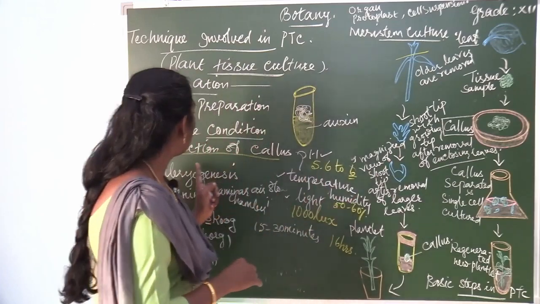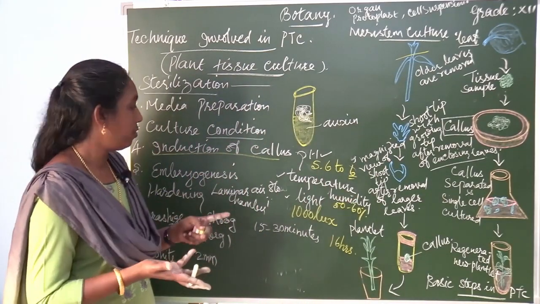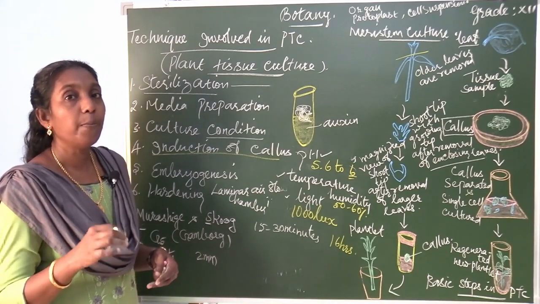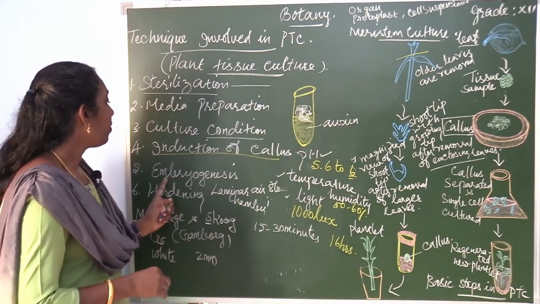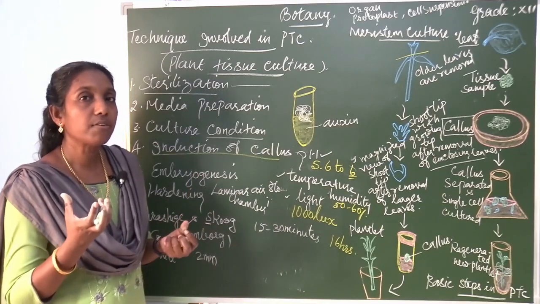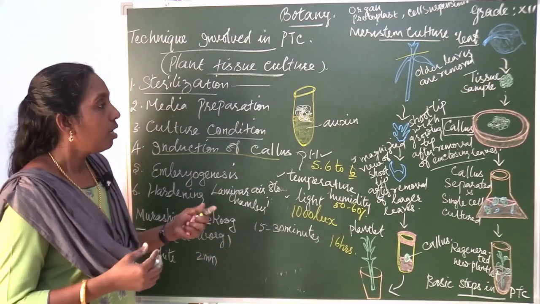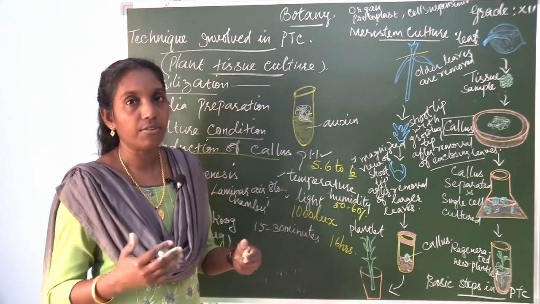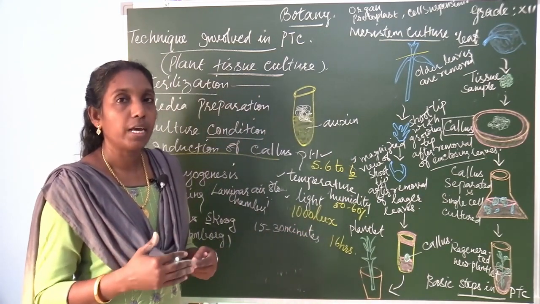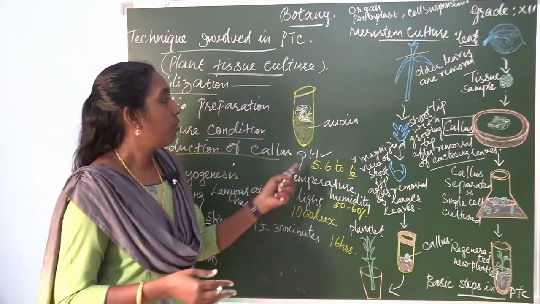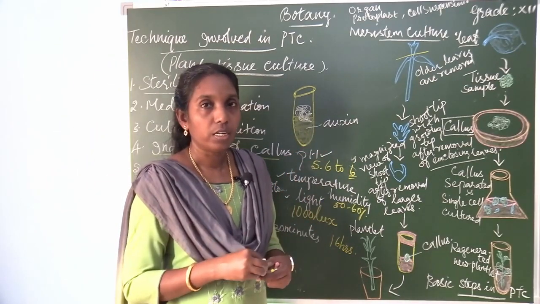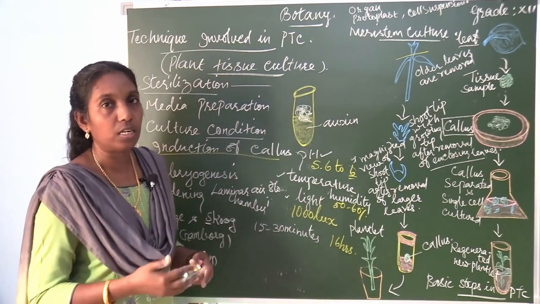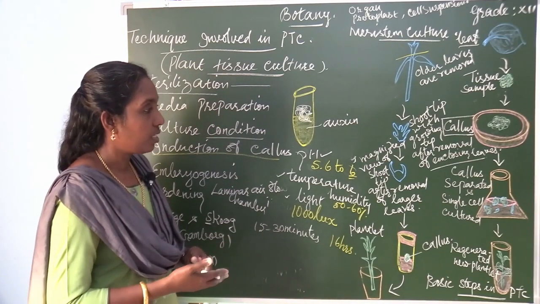Then, induction of callus. Now, callus is induced. Then the next process is called embryogenesis. After induction of callus, a mass of tissues can be developed. Now, the nutrient medium can be changed depending upon the species. What additional nutrients are needed? Everything should be added for promoting further growth and cell differentiation.